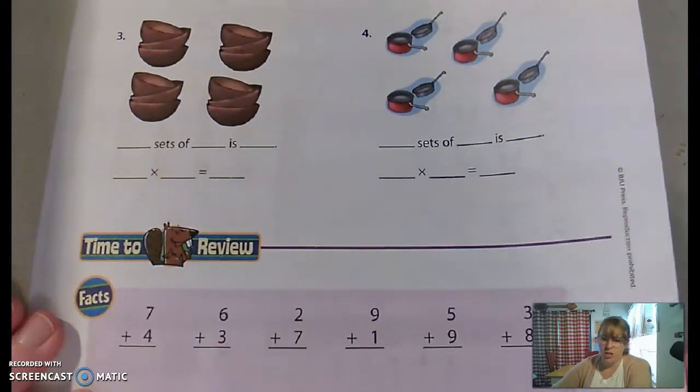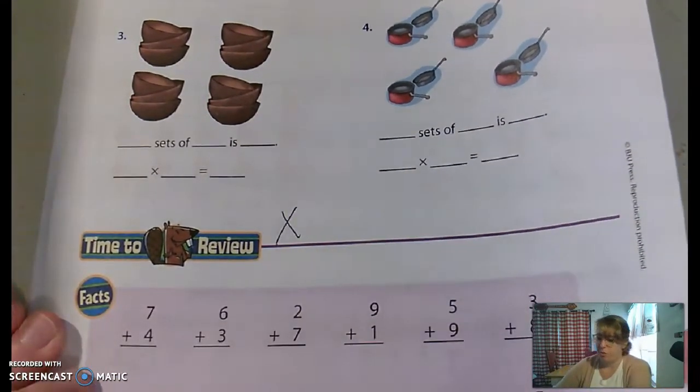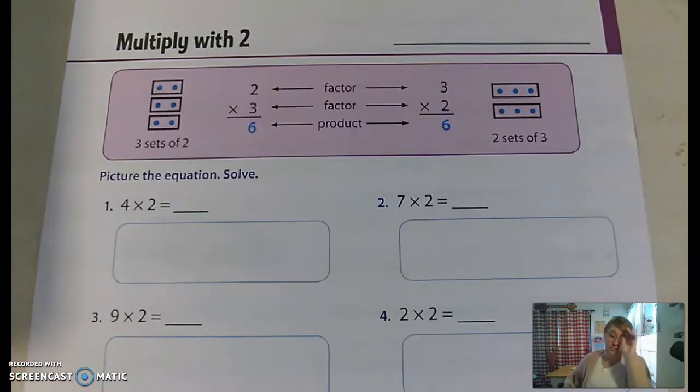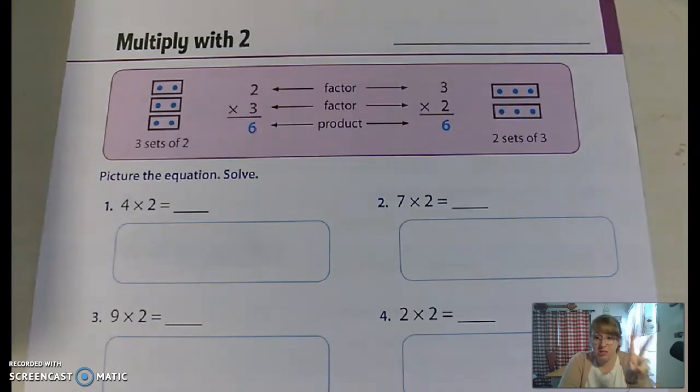I don't think you need to do the time for review today. I think you got addition pretty well. Moving on to multiplying with 2. Now, I'm going to give you some multiplication websites to play on. If you have your multiplication flashcards from when we were doing Math Facts, that would be great to get out right now. But right now we're just studying multiplying by 2, okay?